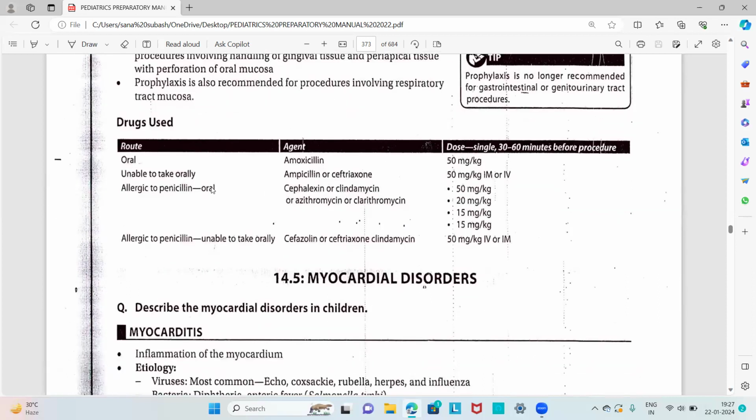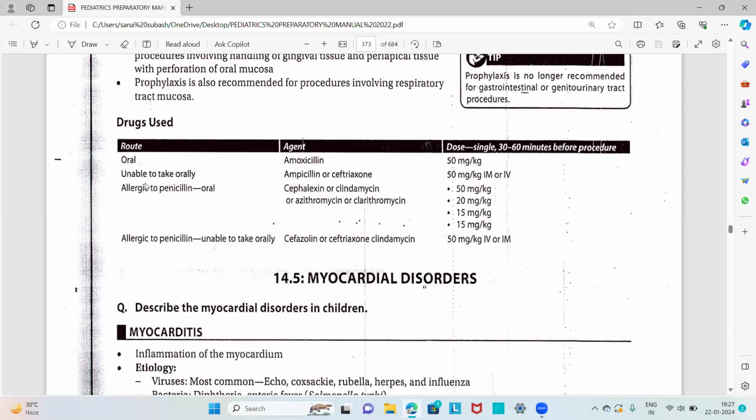And the drugs usually used for prophylaxis are oral amoxicillin 50 milligram per kilogram, 30 to 60 minutes before the procedure. Single dose, 30 to 60 minutes before the procedure, we have to give oral amoxicillin 50 milligram per kilogram. Or if the patient is unable to take orally, we have to give ampicillin or ceftriaxone 50 milligram per kilogram intramuscularly or intravenously 30 to 60 minutes before the procedure as a single dose.